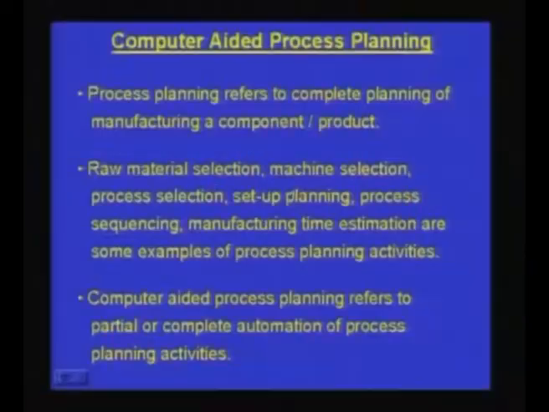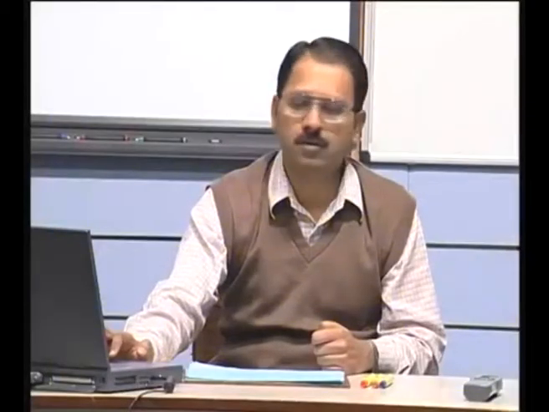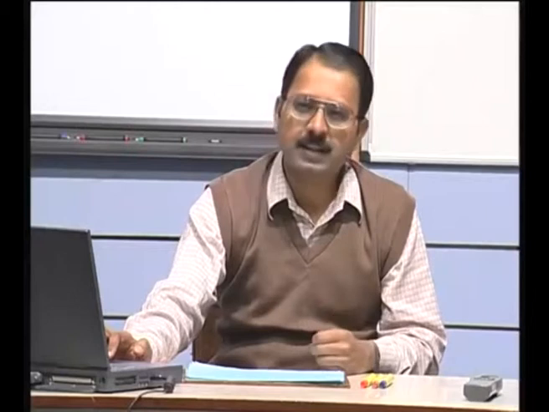I have just put down a few examples of process planning activity. A process planner may have to select a raw material. When I say raw material, it may be a geometry, like what would be the shape and size of this particular raw material. The planner also has to select appropriate manufacturing infrastructure like a machine, or, if there are a number of ways a component can be manufactured, which process to use or what combination of processes to use. Then it may be setup planning.